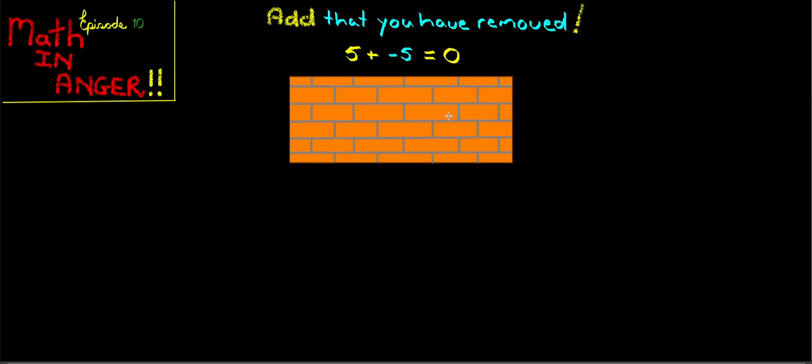This is episode 10 and today we are looking at how you add that you have removed something. And yeah, this is my best artist rendition of a brick wall. I'm going to do a little exercise for you, so follow along, because the question is: how do I add to this picture the fact that I have removed this brick here?